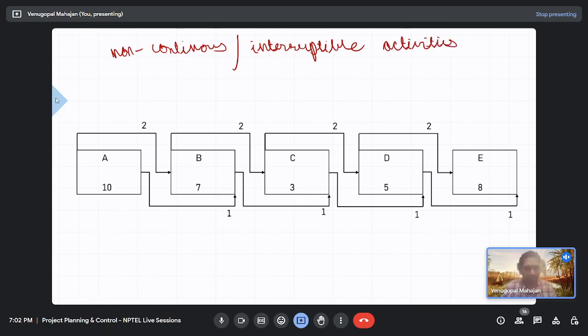So once again, forward pass, help me fill the values. What about the start? 0. What about early finish of activity A? 10. No other incoming arrow, right? Only one, the duration one. What about activity B? What would be the early start? 2. Early start 2. And what about the early finish? 11.